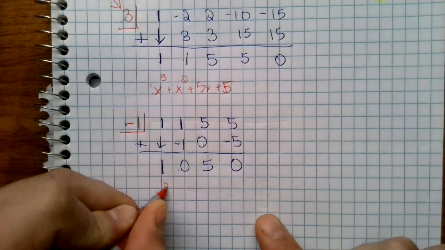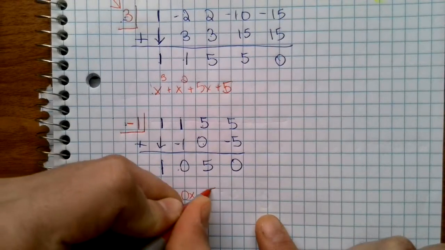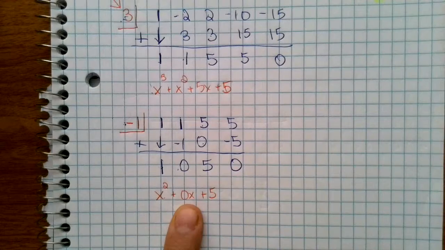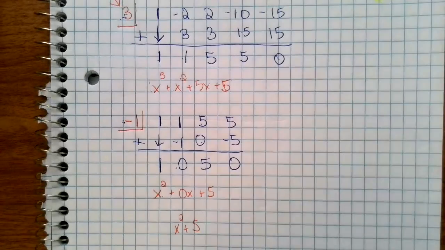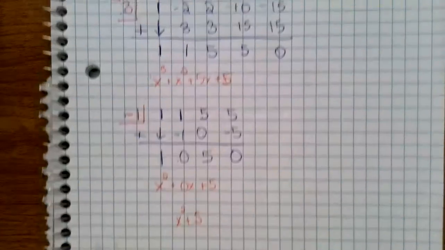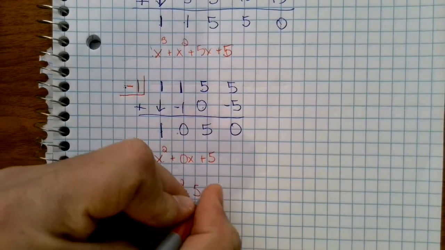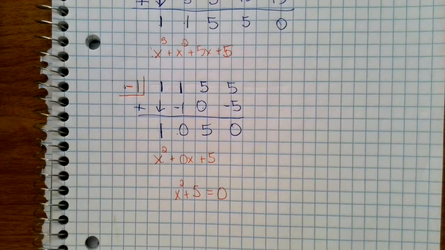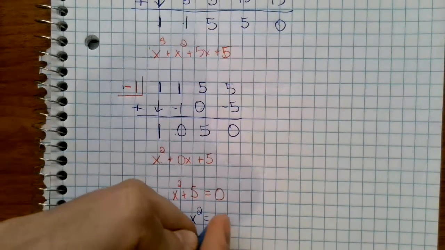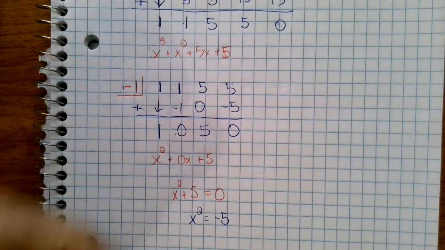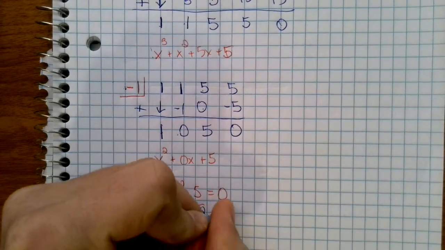That gives us x squared, technically plus 0x plus 5. We're going to ignore that 0x and write x squared plus 5. The last thing we're going to do here is set this equal to 0 and solve this equation. And this is where the square root property of equality comes in. We're going to solve it by subtracting 5 from both sides. And lastly, we're going to take the square root of both sides.